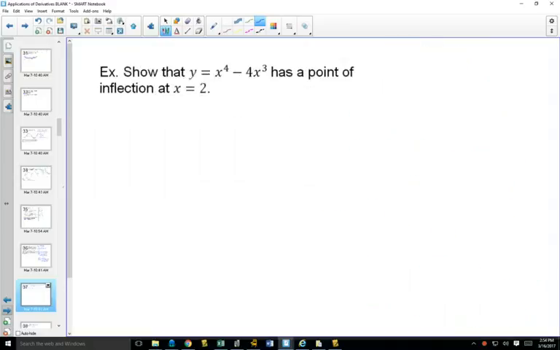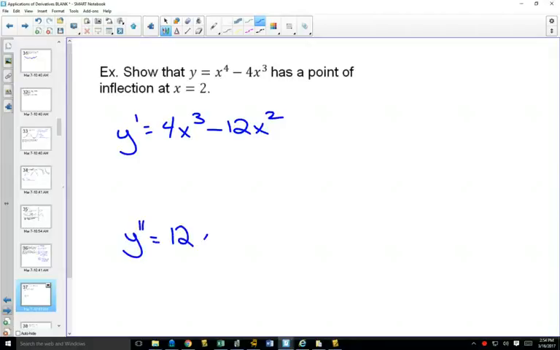So what does that mean for us? How do we show that something has an inflection point? Well, we would have our first derivative, then we would find our second derivative. We would set that equal to 0 and factor to solve.